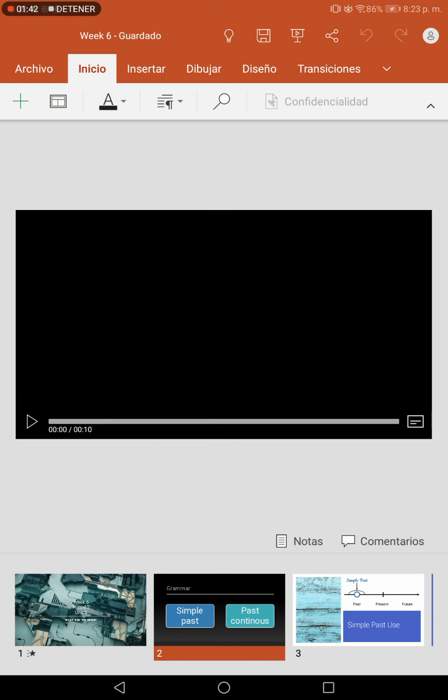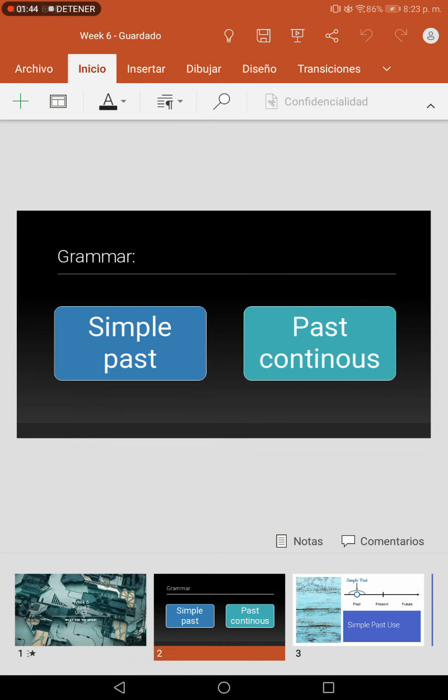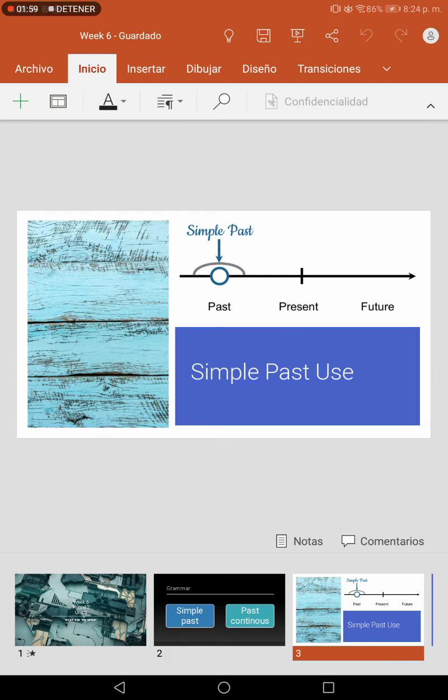What's in the news. So as I told you before, we're going to work with the grammar of the unit number 3. And the grammar for the unit number 3 is going to be simple past and also past continuous. This is the grammar for unit number 3. So the first grammar topic that we're going to cover is going to be simple past.